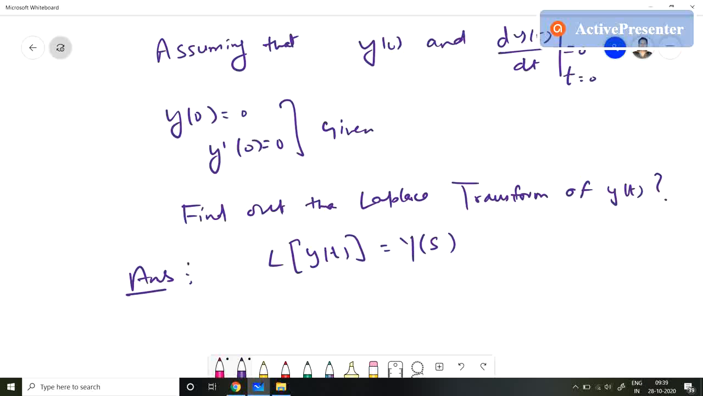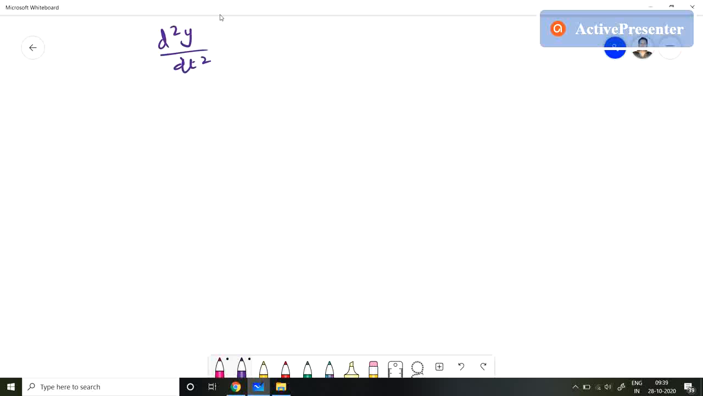So we need to find out the value of Y(s). Again I am writing the differential equation. The differential equation is d²y/dt² + 5 dy/dt + 6y(t) = x(t). So this is the differential equation.